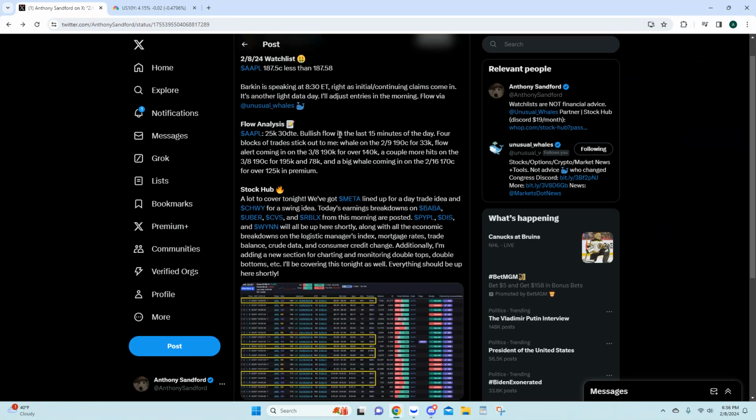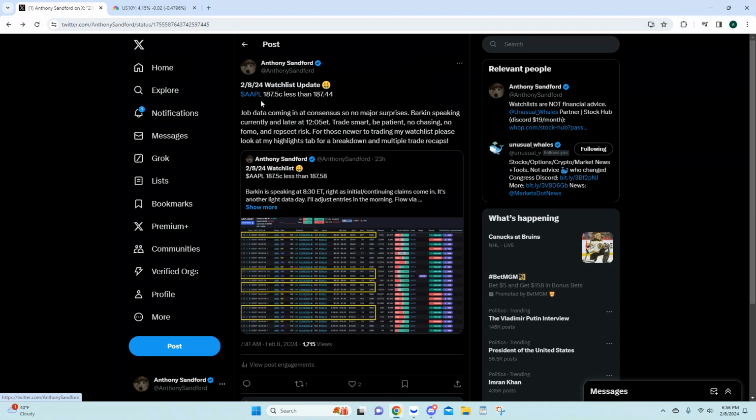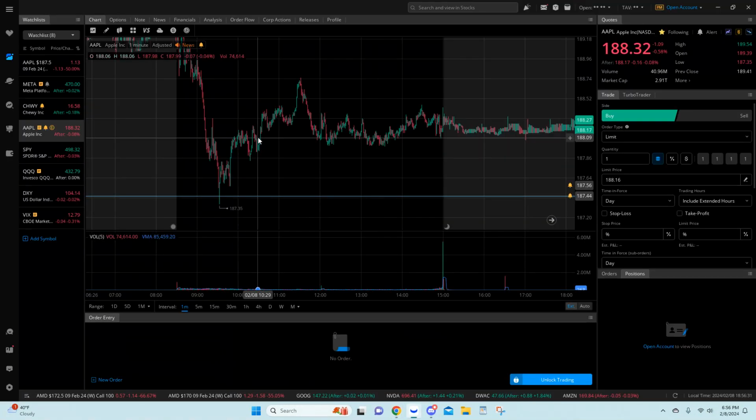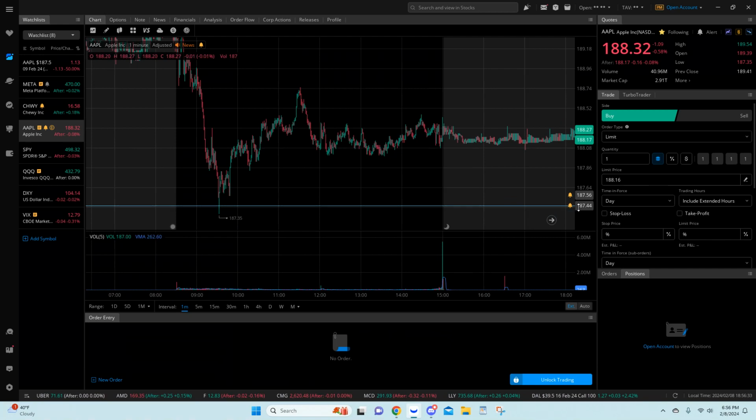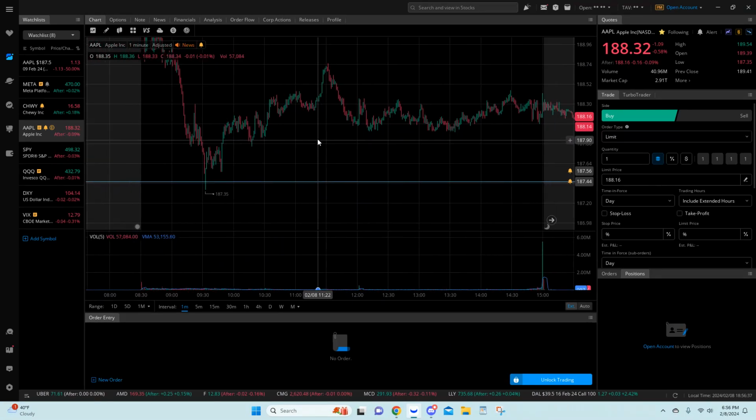Now coming back to the trade idea. The trade idea was Apple 187.5 calls less than 187.44. I'll always put in a little note here as well about what's going on in the day. So let's jump over to the chart. As you can see, 187.44. This was a very easy trade.